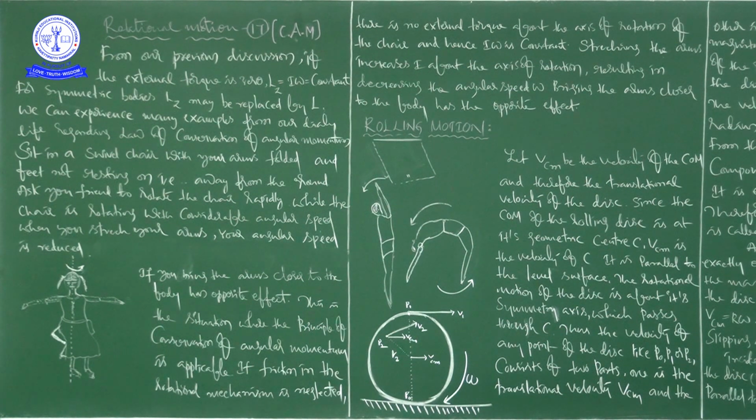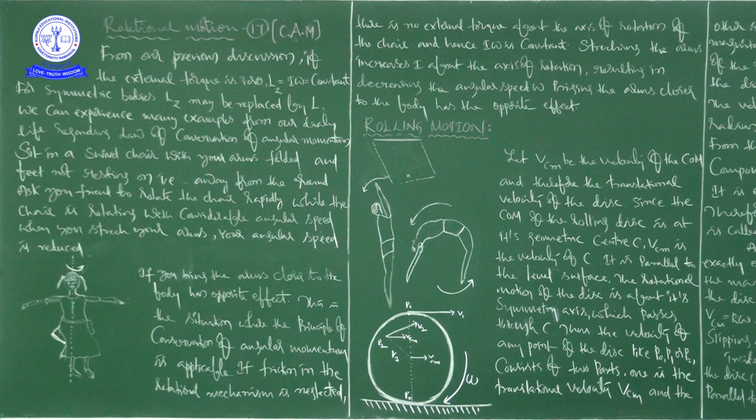Okay, that is the situation regarding her. Now she asked her friend to rotate the chair. So while the chair is rotating with considerable angular speed, if she stretches her arms, then the angular speed will be decreased. This is the important point we have to notice.